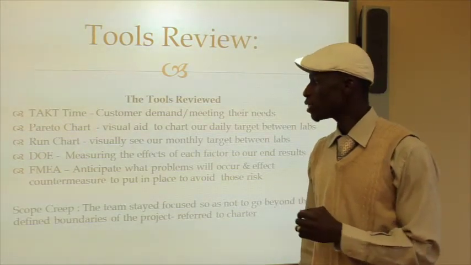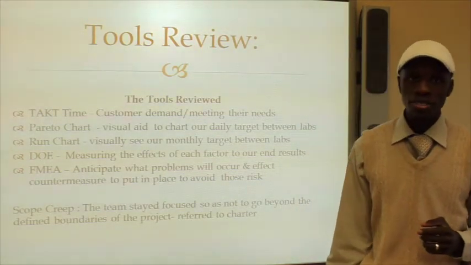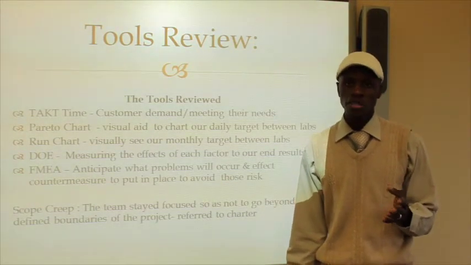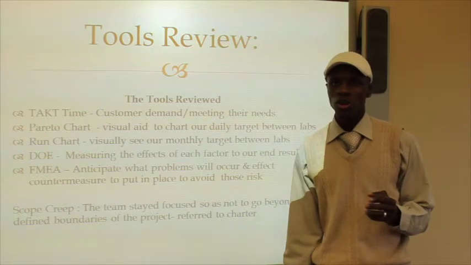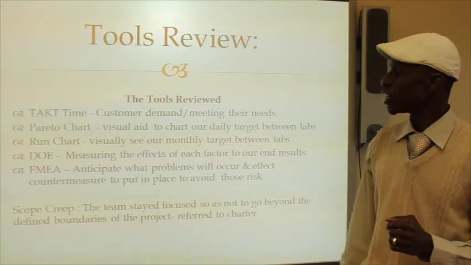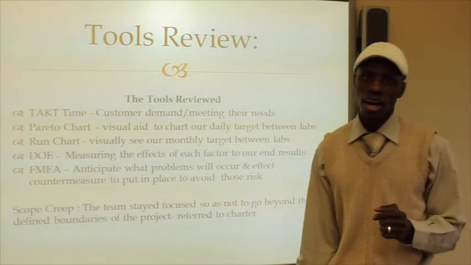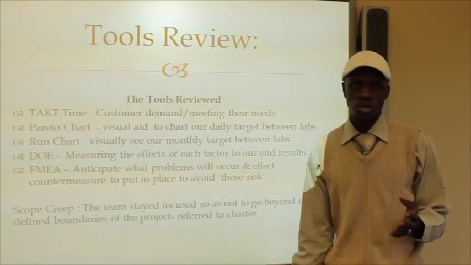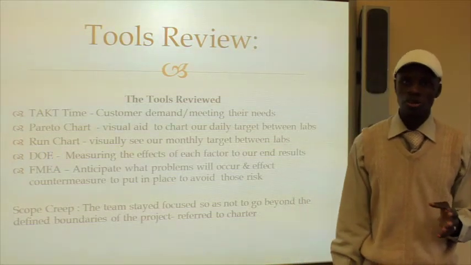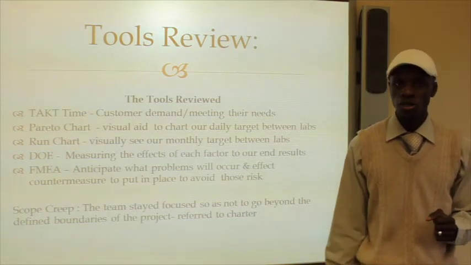The fourth one is the design of experiments that is used for measuring the effect of each factor on our end result. And the last tool we used is the FMEA, which is used to anticipate what problems will occur and what countermeasures to put in place to avoid those risks.